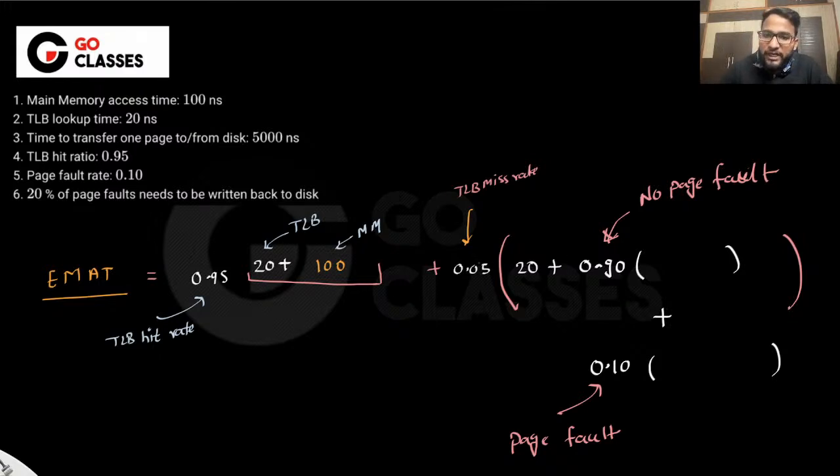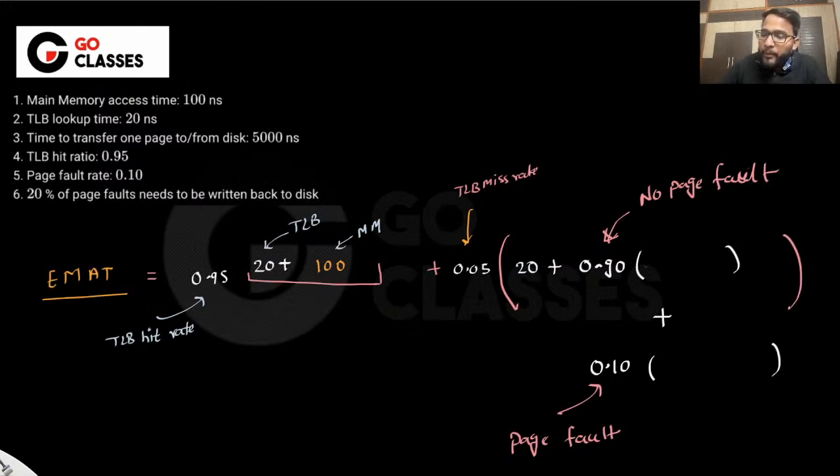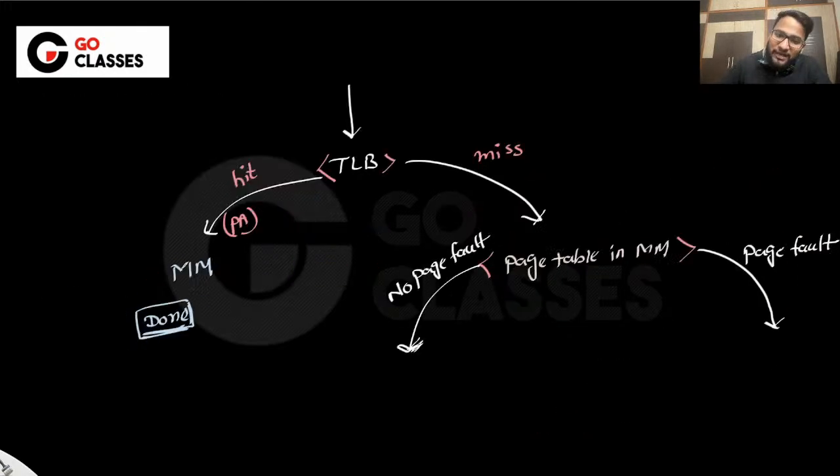Now, if there is a TLB miss, then you will go to the page table. Now again, there could be a page fault for the page table itself. Okay, I'm not even talking about the data. For the page table itself, let me just talk about it. And then if there is no page fault, it means I found my page table, right? Found the page table.